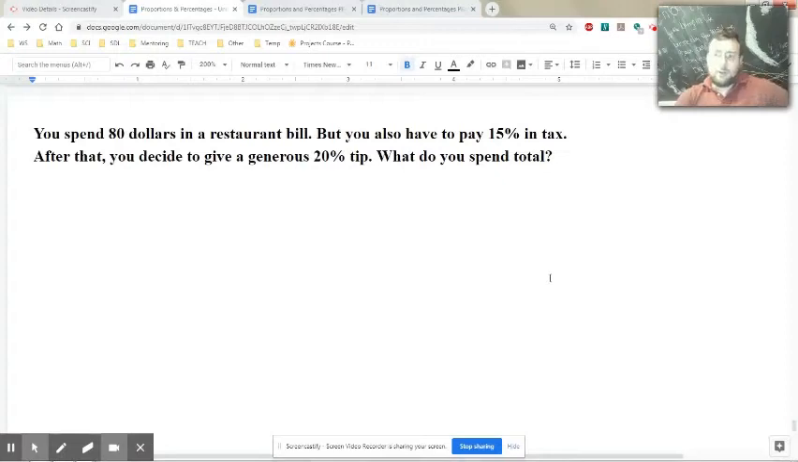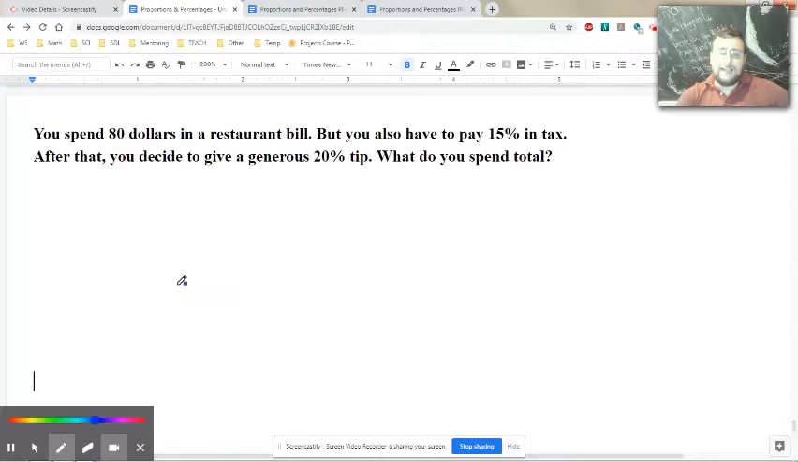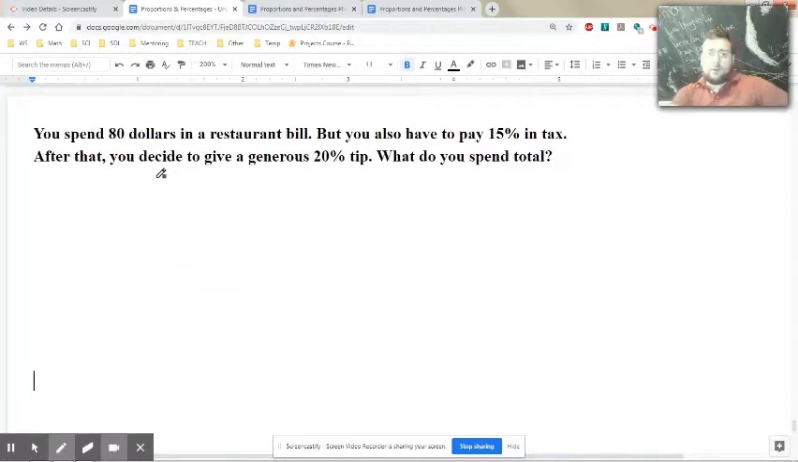One kind of percentage problem that I still haven't talked about is tips, but tips works exactly like taxes do. So I'm going to do this example here that actually includes both, so you can see it's essentially the same thing. You're just going to increase the total by the amount of tip that you give. So if you spend $80 on a restaurant bill and then you have to spend 15% tax on that, how much do you have to pay, right?